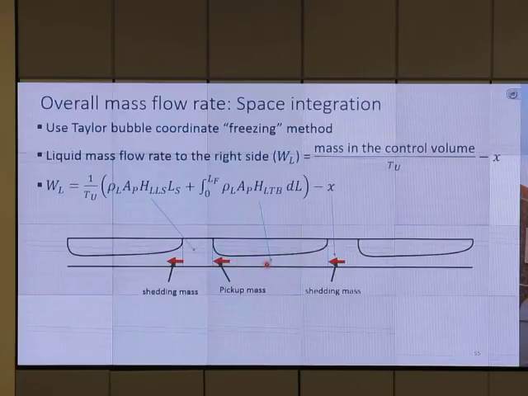And if we know that this whole mass moves, take TU, which is the slug unit period, takes TU time to repeat itself. So we know that within that capital T sub U, it repeats itself. So this amount of mass will be replaced every TU. So mass flow rate is that mass divided by TU.